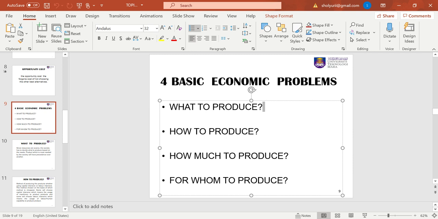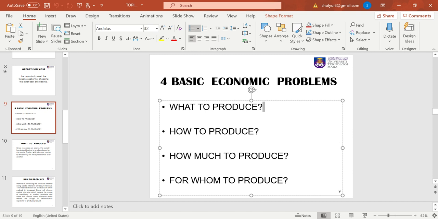Okay, for example, I prefer you to answer yang ada relation tau, daripada what to produce, how to produce, for whom to produce, how much to produce. For example, I said, okay, in Terengganu there is only a piece of land left. Okay, so what to produce, we decide based on the needs of the people there.